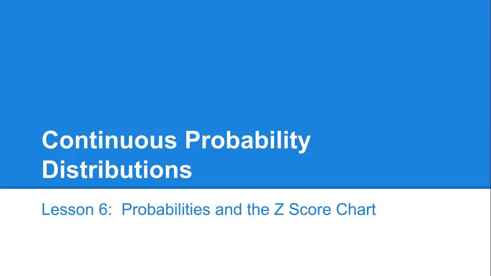What we're doing here is we've got to this lesson. It's really the big lesson in the unit, the big skill that we need to be able to do with normal distribution. And so we're going to tie together all the things that we've talked about already.